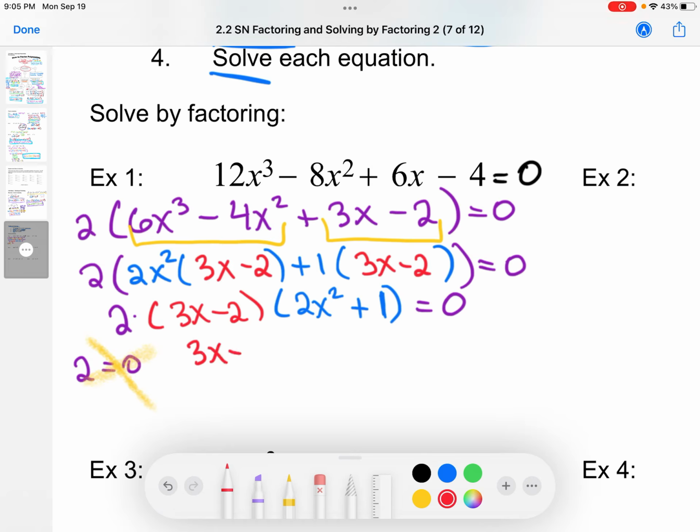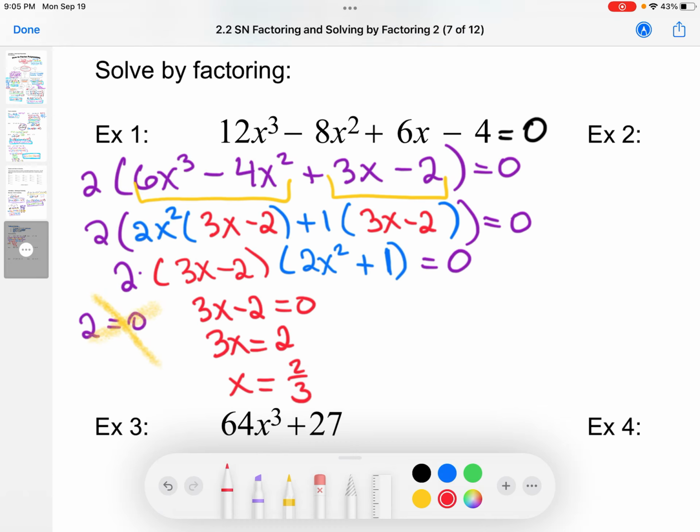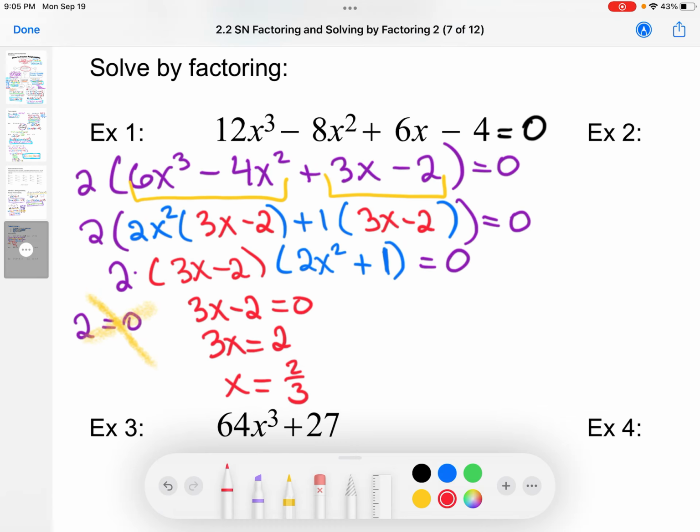So then we go to 3x minus 2, set it equal to 0, solve that equation. 3x would equal 2, x would equal 2 over 3. That is one of our solutions. X equals 2 over 3 is one of the solutions.